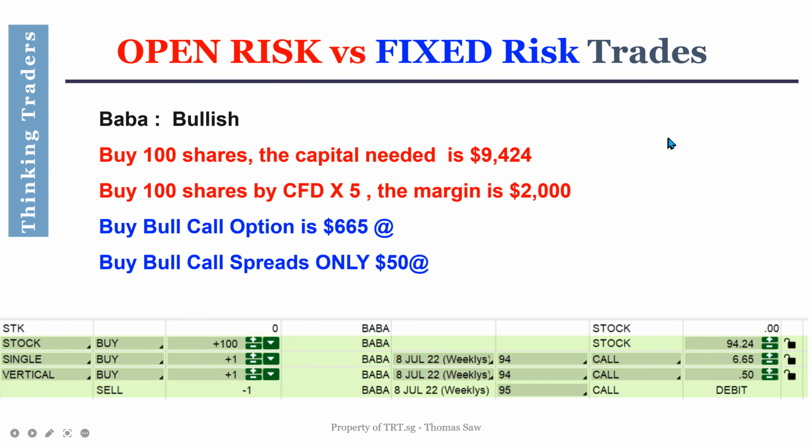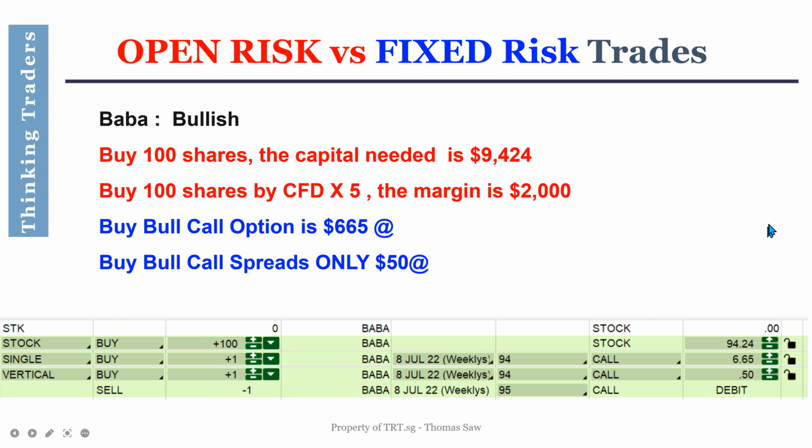So here's a great example. Is the thing obvious and visible now? We have Alibaba here. Alibaba is a nice cheap company. It is over $100 now. When I did this type of trade, it was somewhere in June, and it was over $90. Anyway, I was bullish on Alibaba.